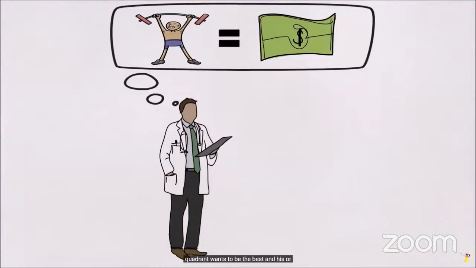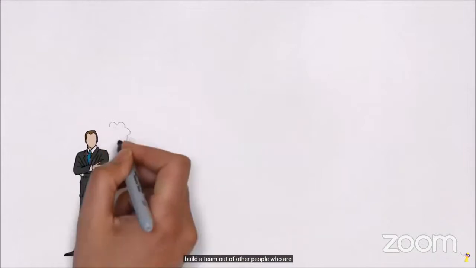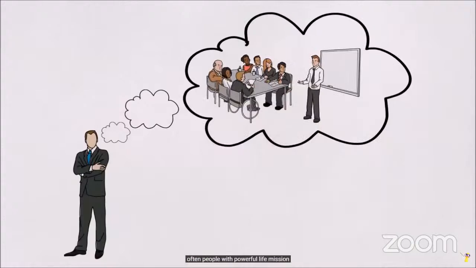While a person in the S quadrant wants to be the best in his or her field, a B quadrant person wants to build a team out of other people who are best in their field. Business owners are often people with powerful life missions, who value a great team and efficient teamwork, and want to serve and work with as many people as possible. This is where power in numbers comes into play in great lengths.